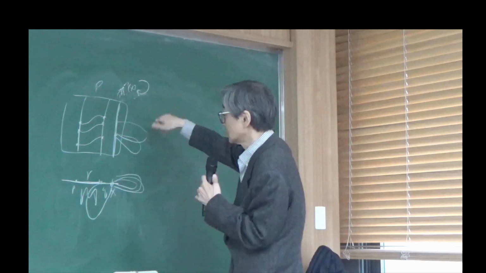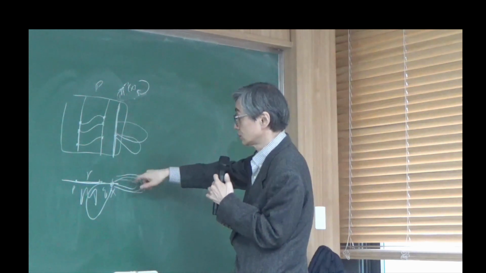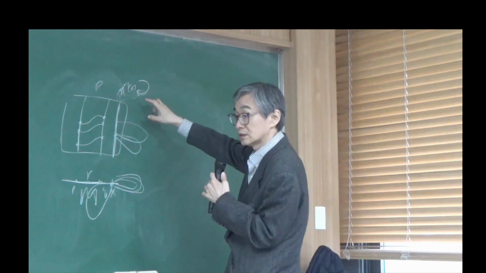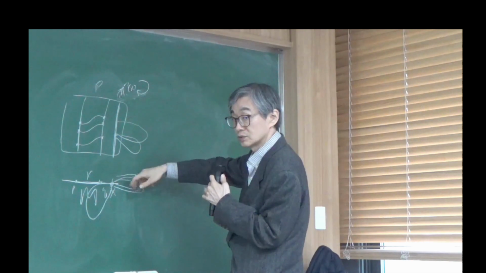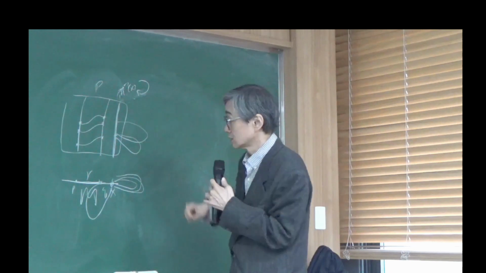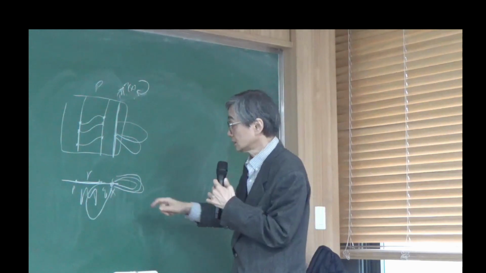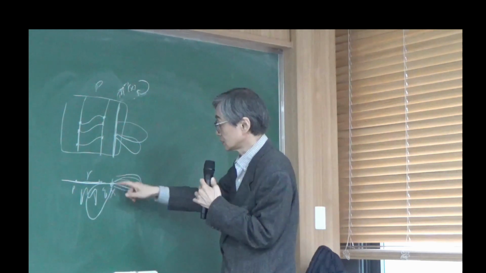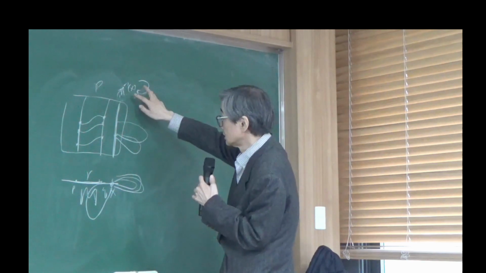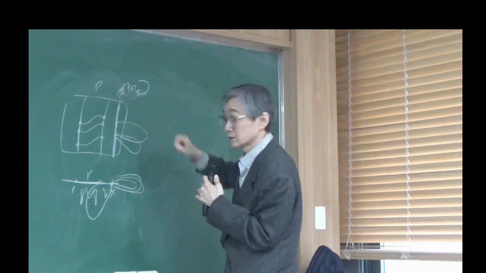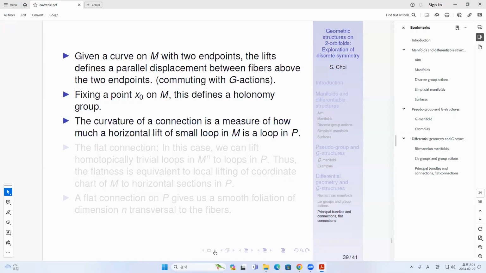you get elements here, and that gives you a group, because a path of loops gives you a loop. It's not a fundamental group, just a loop group, and this will give you another group acting on pi inverse of x. That's called the holonomy group. So far we don't need any sort of flatness for this. And so, what is the curvature of a connection?